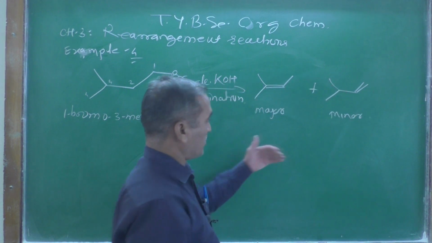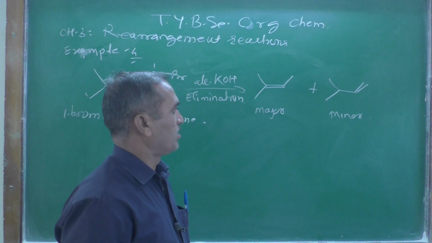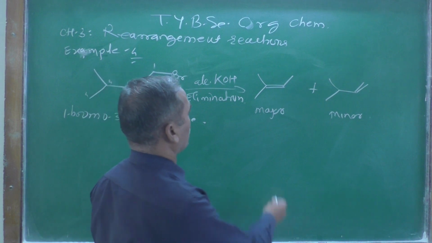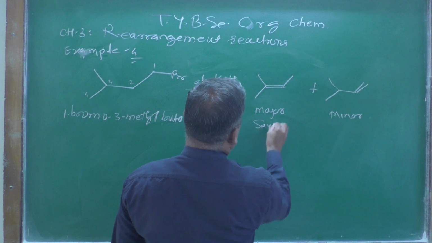Why is this one the major and that one the minor? Do you know? Yeah, the major is obtained according to the CH-3 rule. Have you heard about that? Yeah, the CH-3 rule.